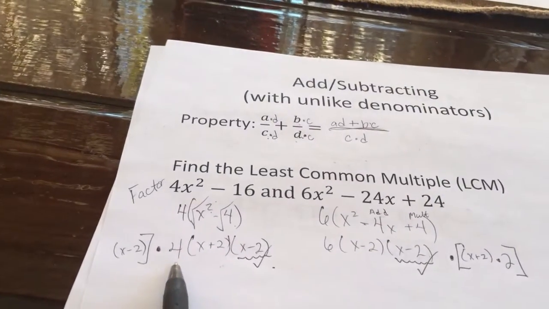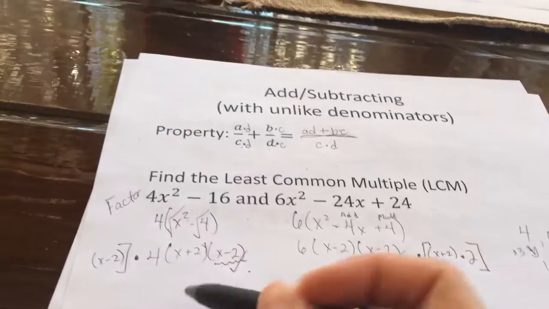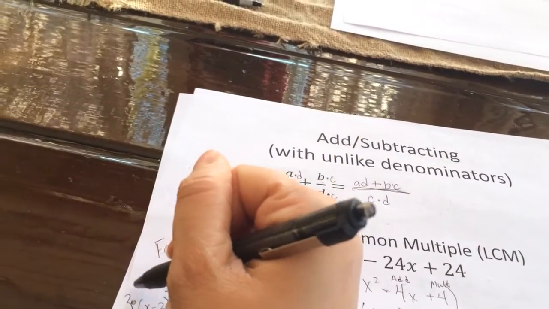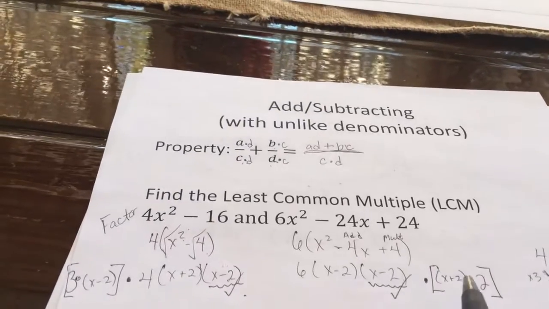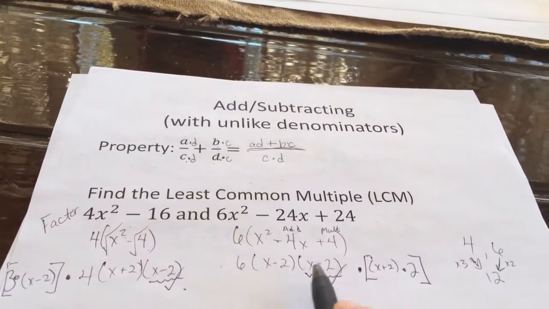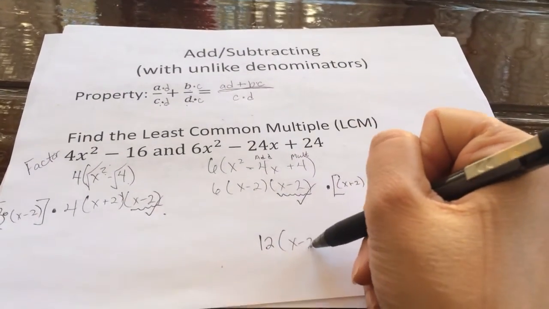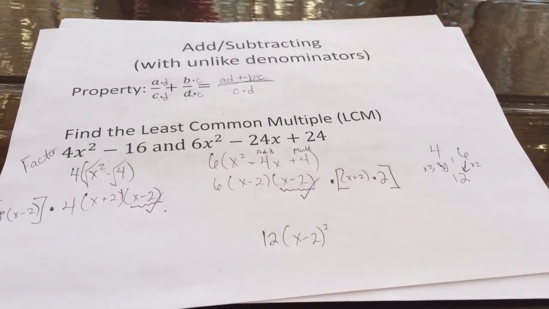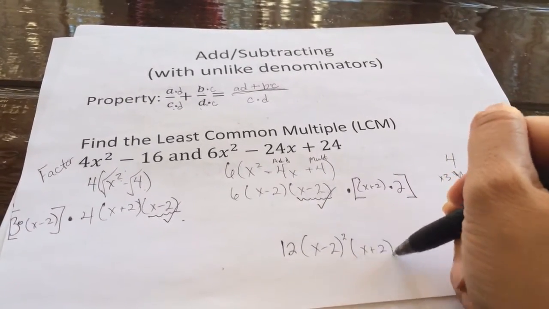Over here, I had a 4. I know that the least common multiple is 12, so to get that 4 to be a 12, I would have to multiply by a 3. And so if we multiply all this out, okay, 6 and 2 makes 12. We have 2 x minus 2 factors, so I'm going to write it like that to represent that I have 2 of them, and I have 1 x plus 2 factor.